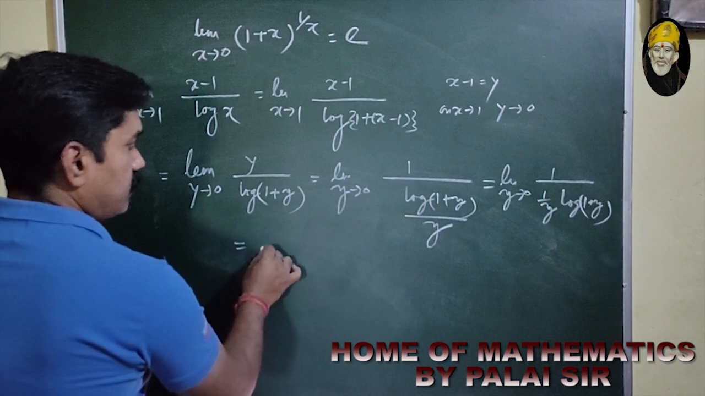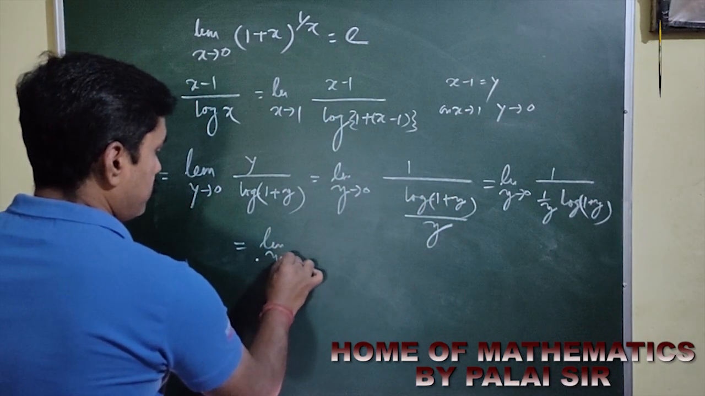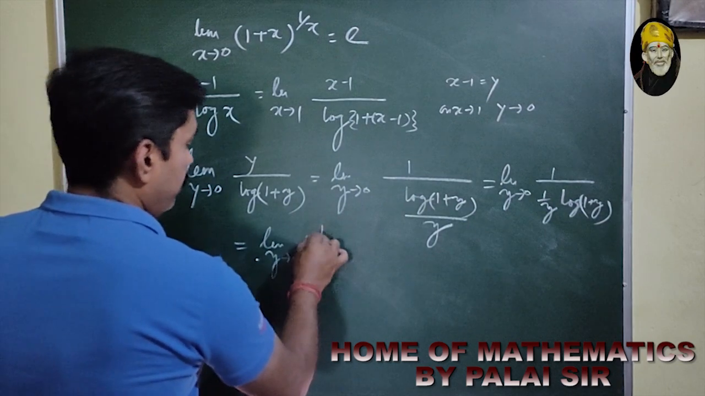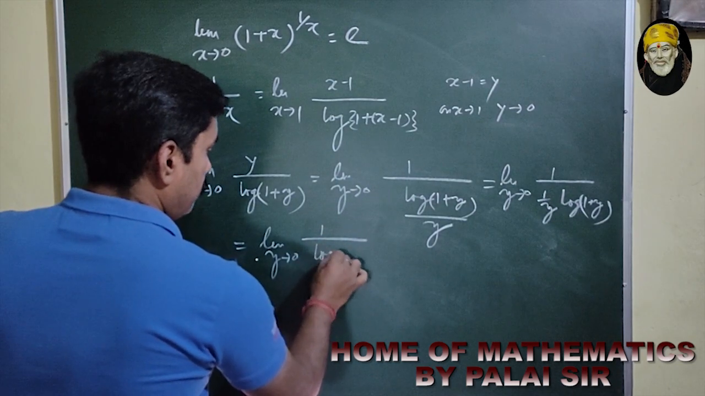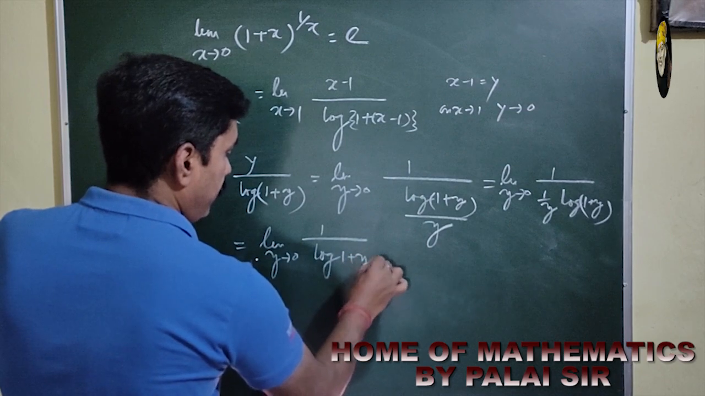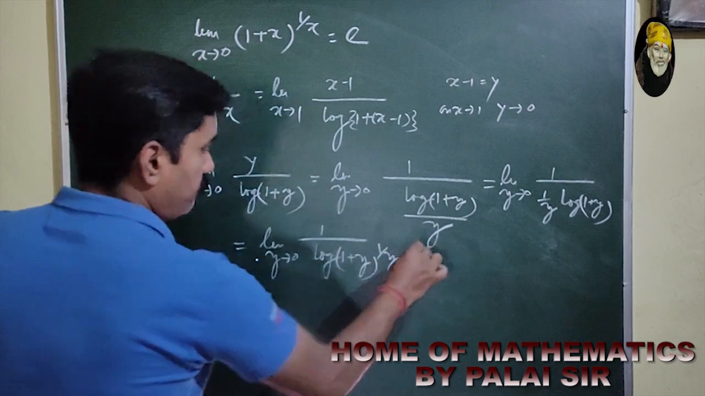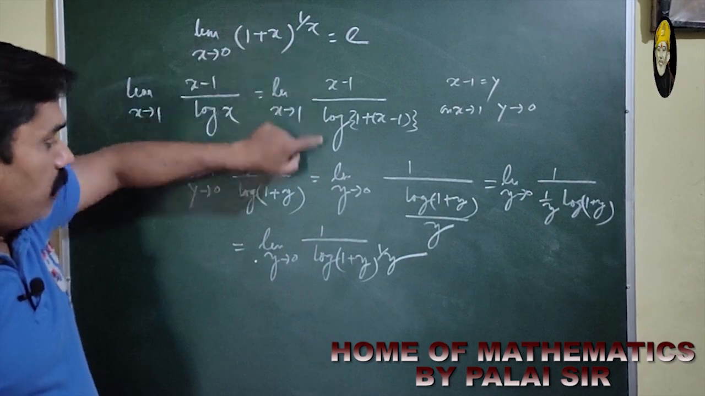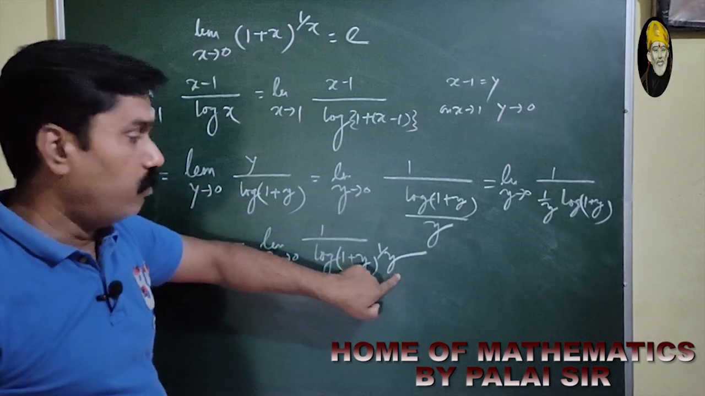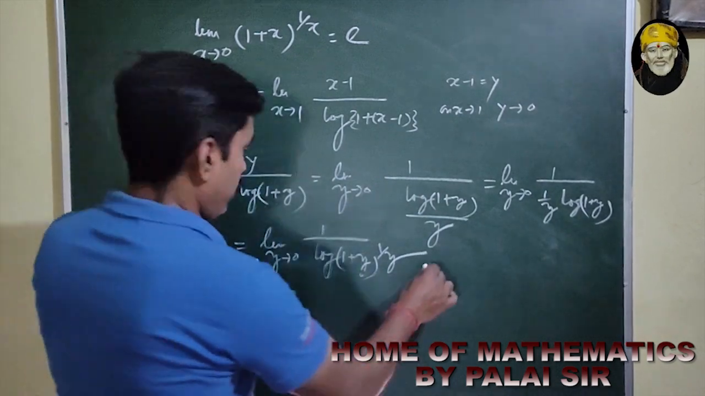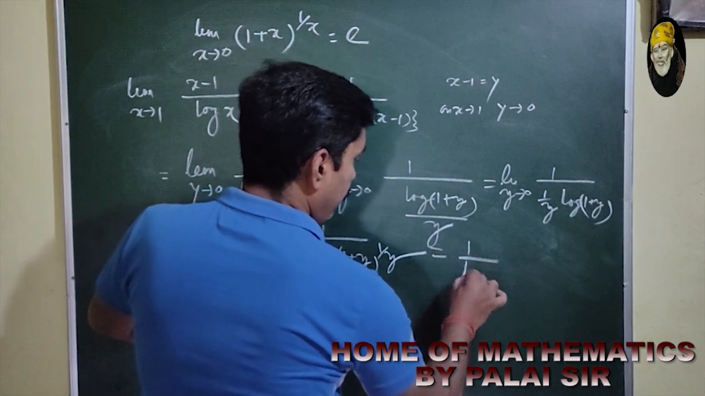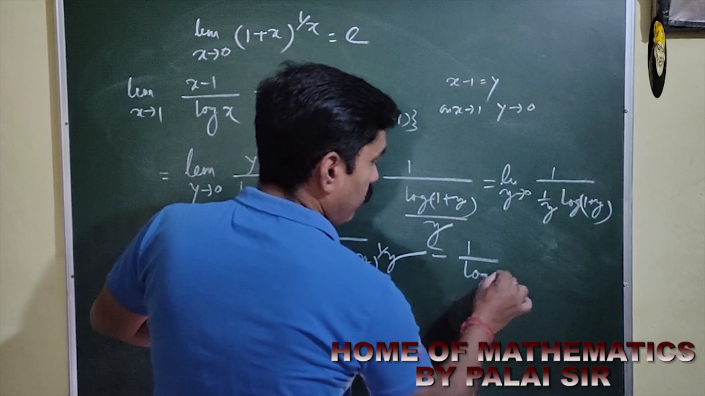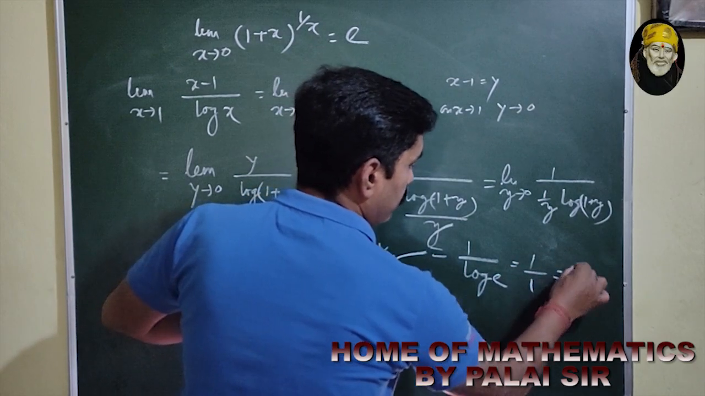Here this is limit y tends to 0, 1 by log of (1 plus y) to the power 1 by y. Here you see, this is in the form (1 plus x) to the power 1 by x, that is (1 plus y) to the power 1 by y. What is its value? e. So it will be 1 by log e. And you know the value of log e is 1. So 1 by 1, its value is 1.